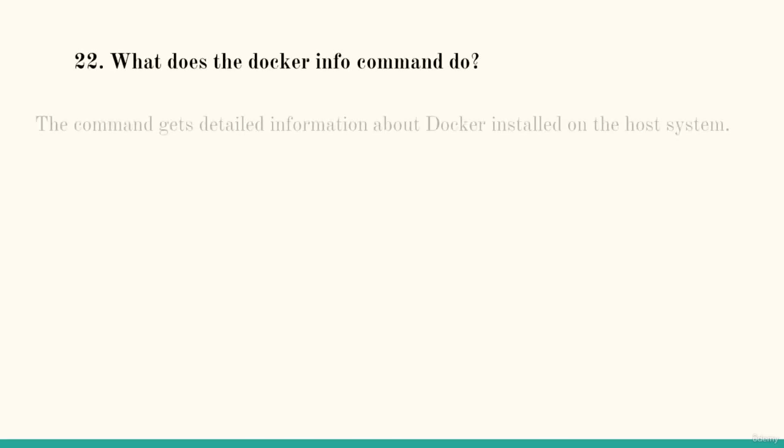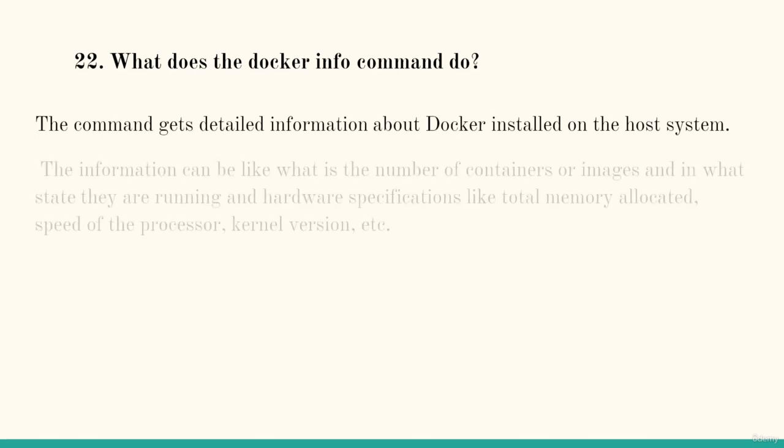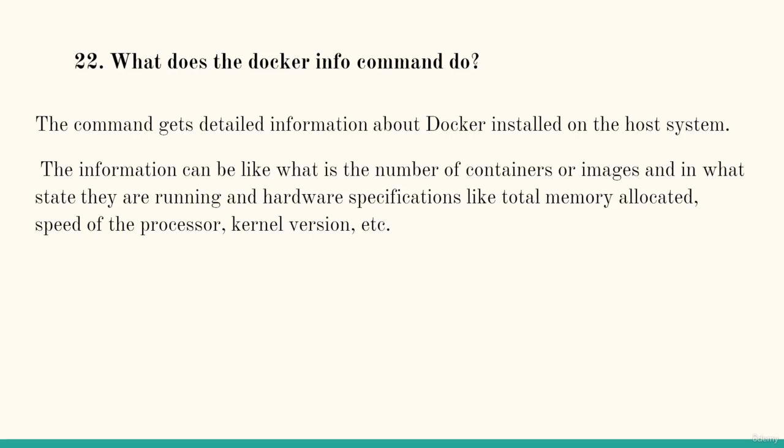Interview preparation part 3. What does the docker info command do? The command gets detailed information about Docker installed on the host system. The information can be like the number of containers or images and in what state they are running, and hardware specifications like total memory allocated, speed of the processor, kernel version, etc.